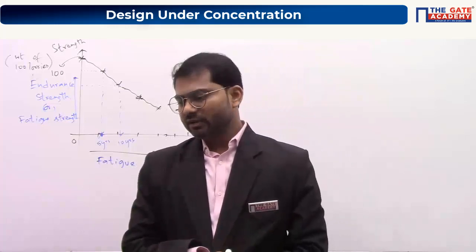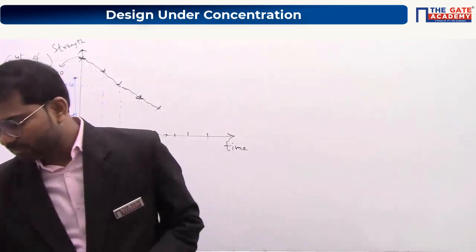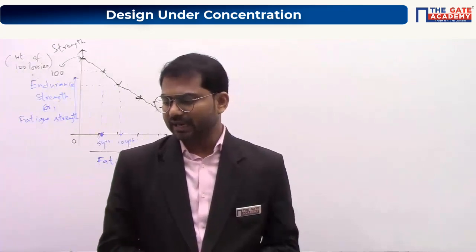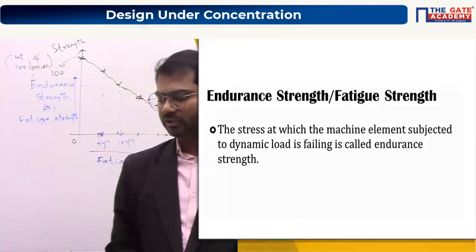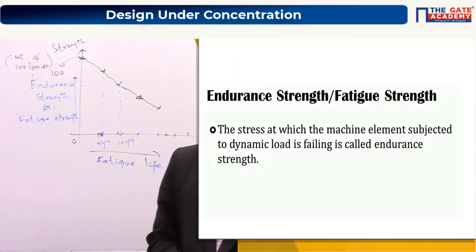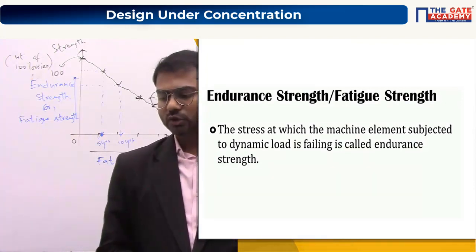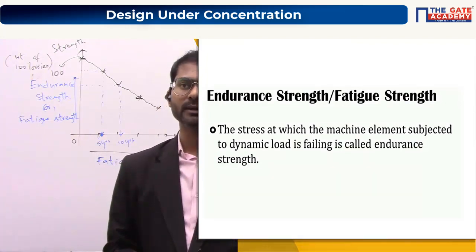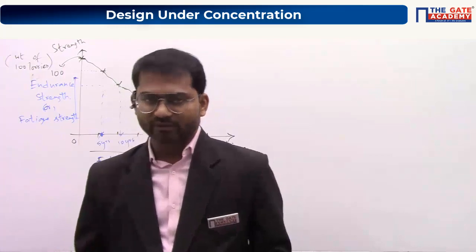Okay, everyone. So copy the diagram and also copy this particular title here. The stress at which the machine element subjected to dynamic loading is failing is called as endurance strength. So here it is experiencing dynamic loading. Understood? Kindly copy, everyone.